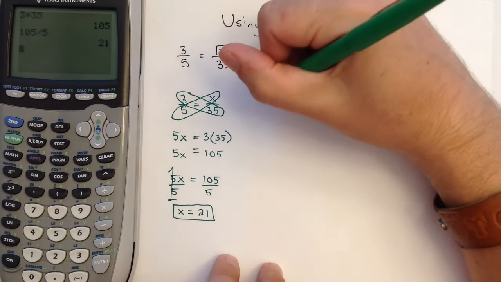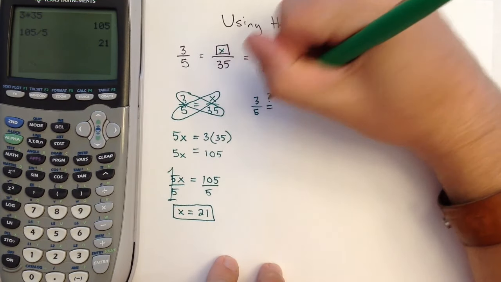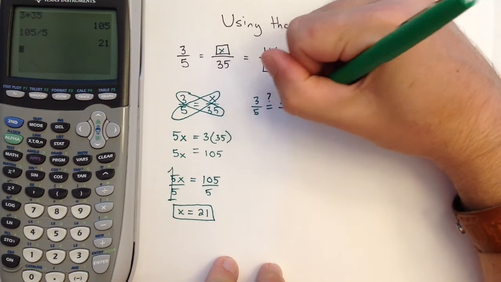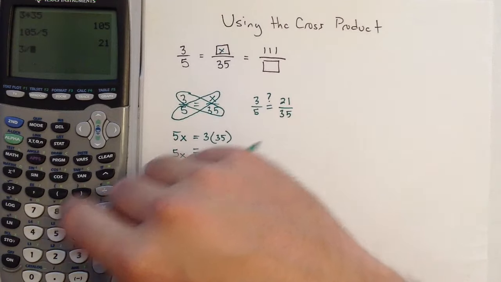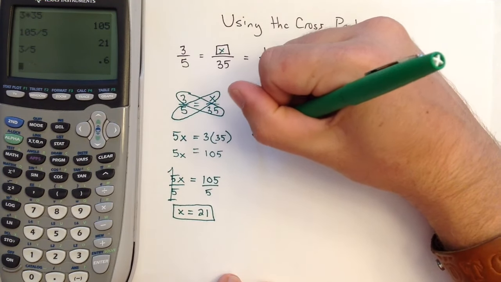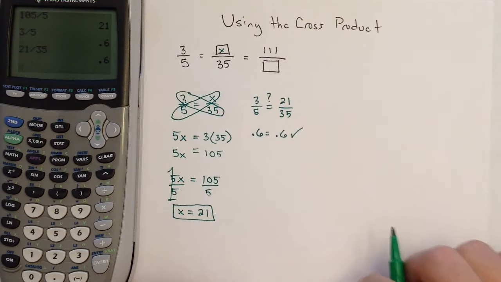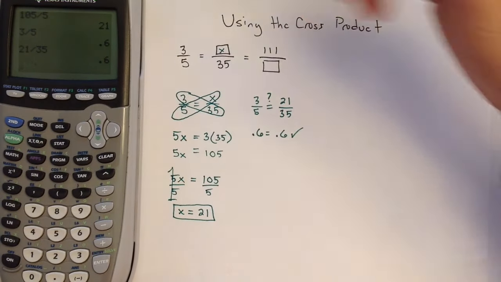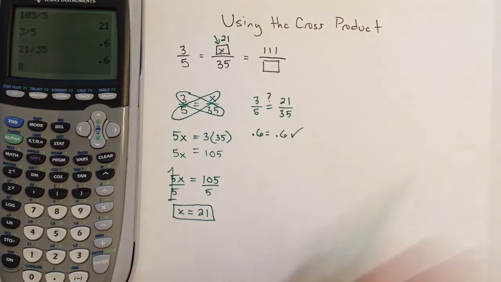There is a way to check that too. We can say 3/5 is equal to, and I'm going to put a question mark, 21 over 35. Let's see if that really is true by converting each fraction to a decimal. So 3 out of 5 is 0.6 or 60%. 21 out of 35 is also 0.6. Because the left and right sides match each other, we know that 21 is the correct answer, and so 21 would go in the numerator.